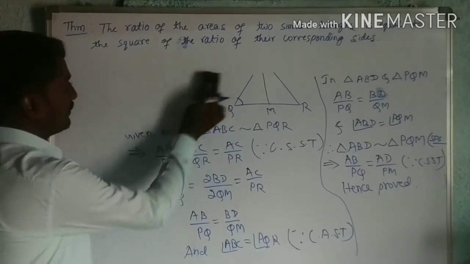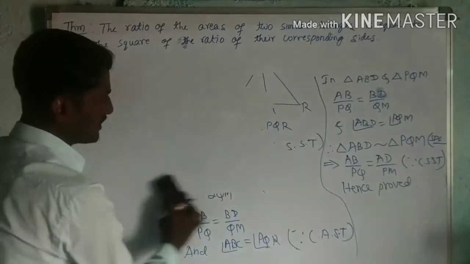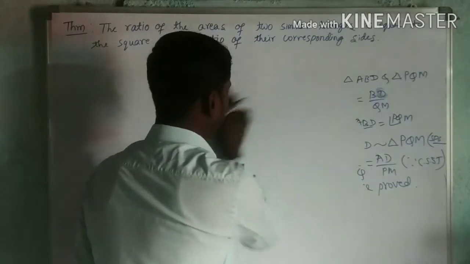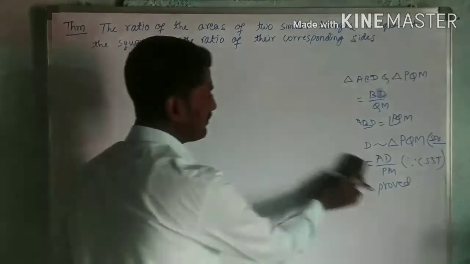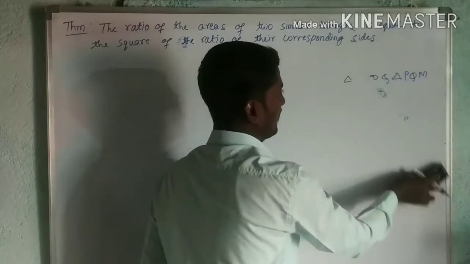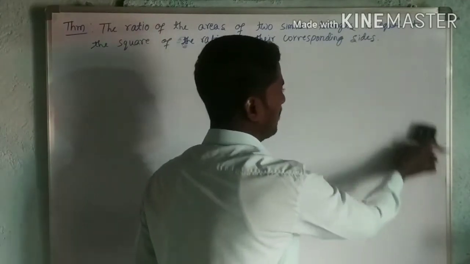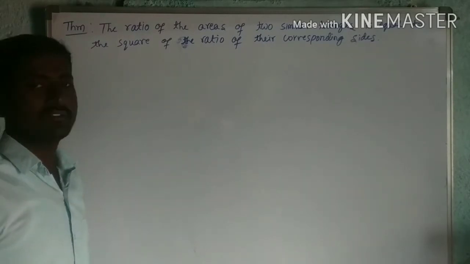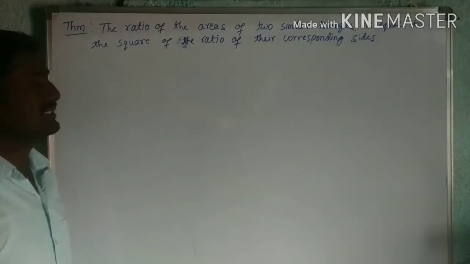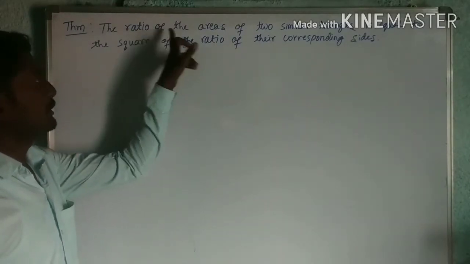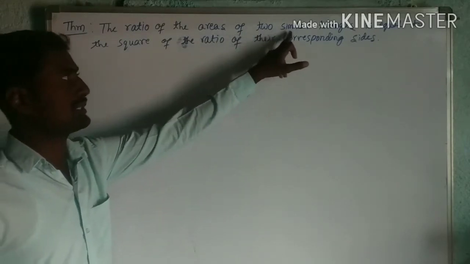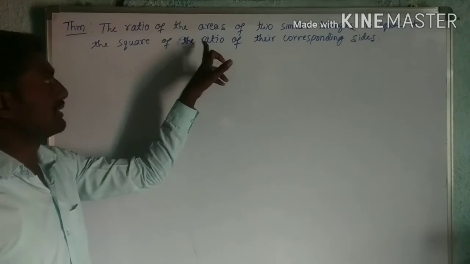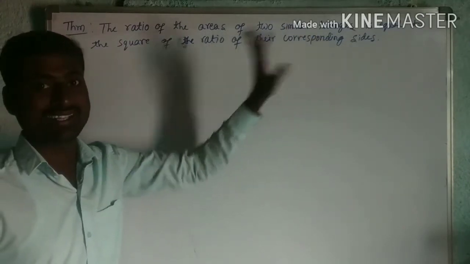Let us move to the next concept. That is the next theorem, and we have to prove that theorem. It is very important. We can expect this theorem for 4 marks, or it may be for 5 marks also. So maximum it will be asking for 4 marks. Now what is that theorem? The ratio of areas of two similar triangles is equal to the square of the ratio of their corresponding sides.